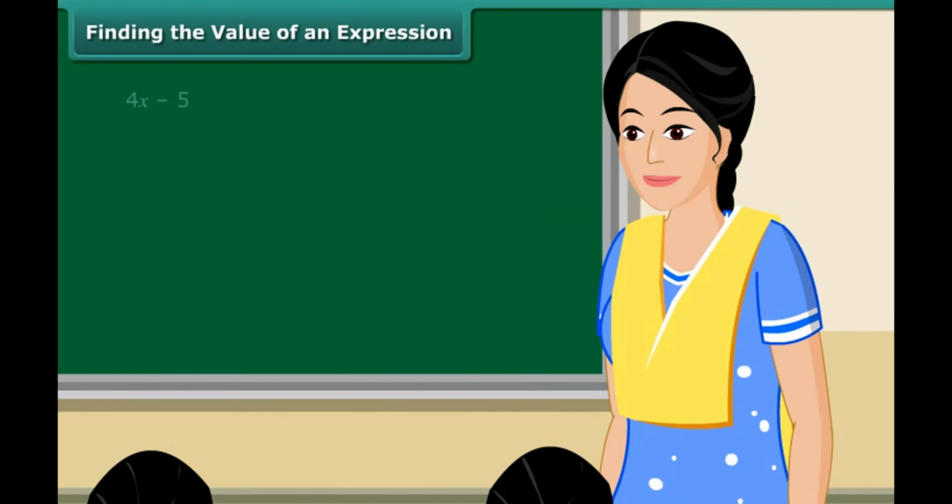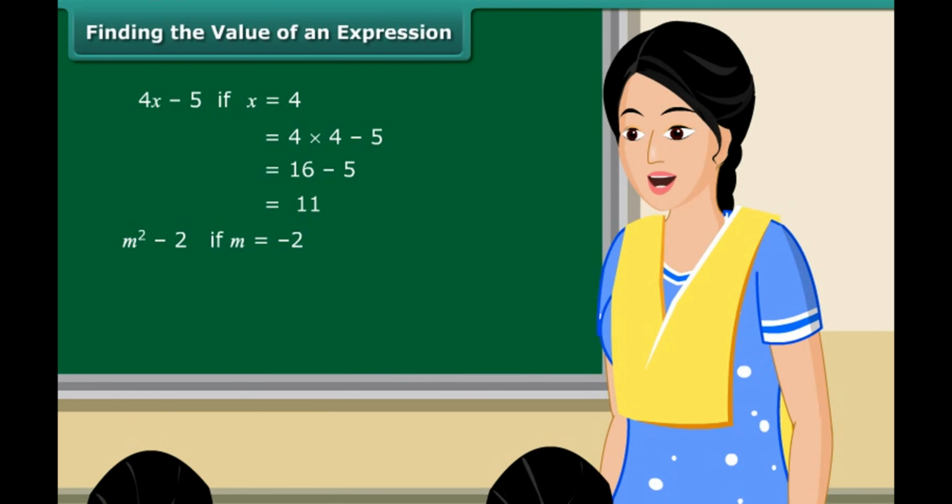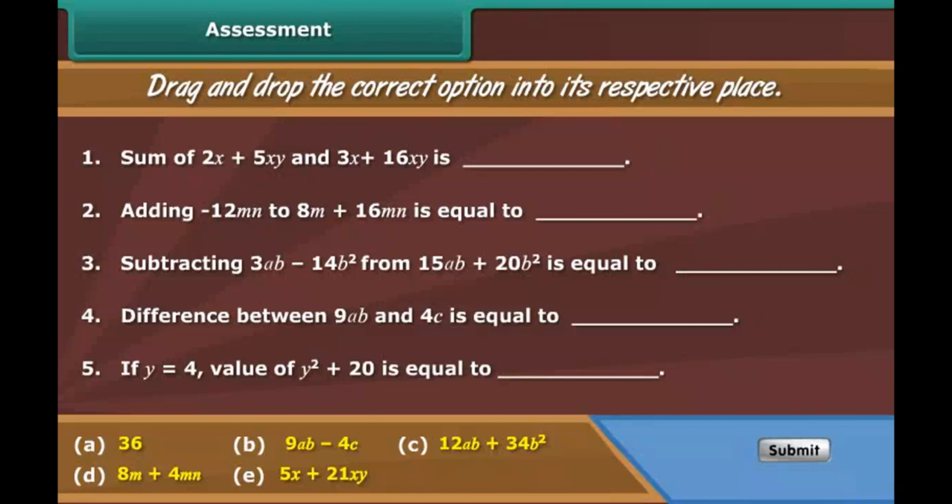Consider the expression 4x minus 5. If the value of x is equal to 4, then the given algebraic expression is equal to 4 into 4 minus 5, which is equal to 16 minus 5, that is 11. Similarly, if m is equal to minus 2, then the value of the expression m square minus 2 will be equal to 2. Let us check your knowledge. Drag and drop the correct option into its respective place.